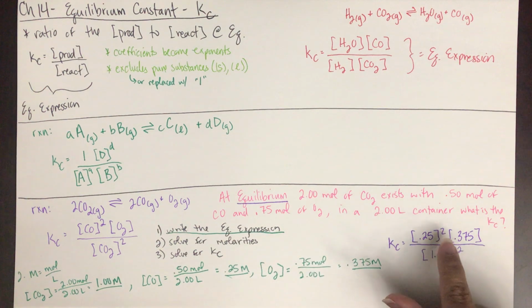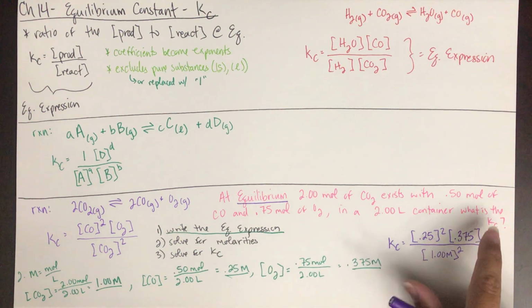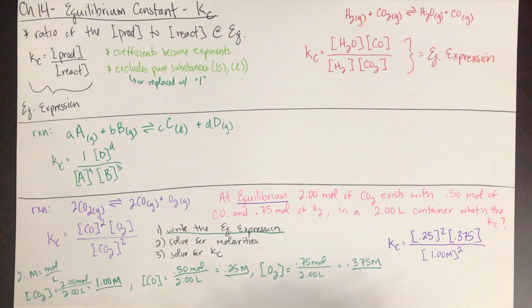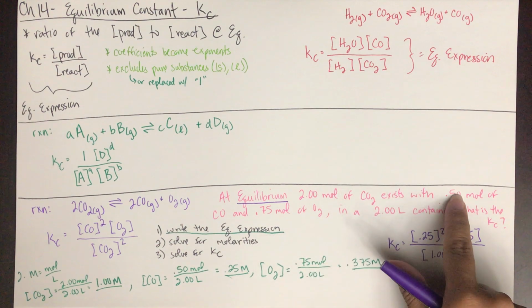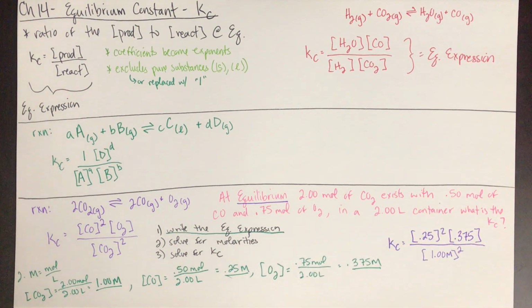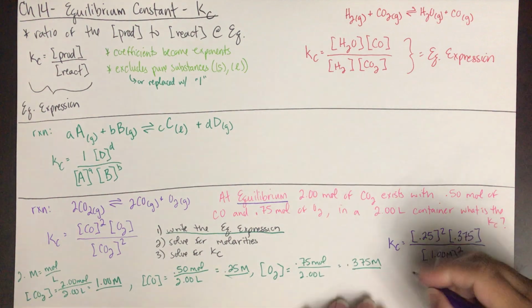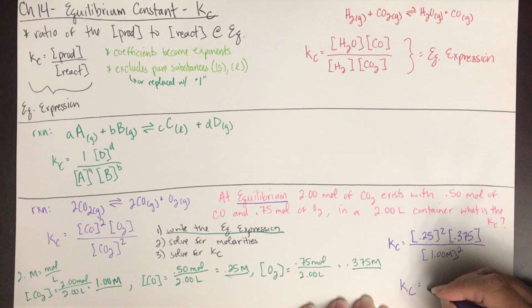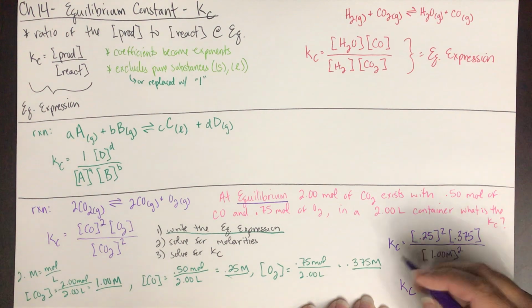Remembering to always pay attention to significant figures. Because this is a multiplication or division problem, the fewest number of significant figures in the problem is the number of significant figures that your answer should have. So this has 3, this has 2, 2, 3. So 2 is the fewest number of significant figures in my problem, so my answer should have 2 significant figures. So the equilibrium constant, Kc, is 0.023.